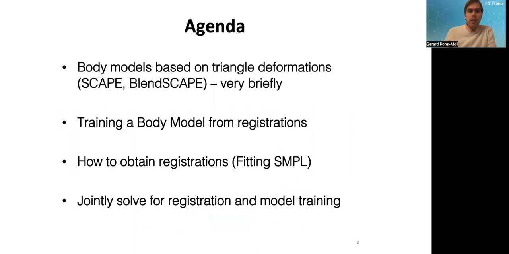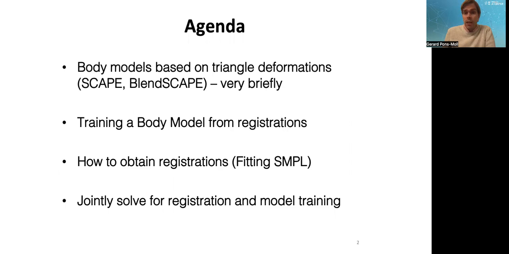So the agenda for today is to first very briefly see another type of body models that are not based on vertex displacements, but are based on triangle deformations. Those are models like SCAPE and SCAPE. Then we will see how to train a body model, either based on triangle deformations or based on vertex deformations.